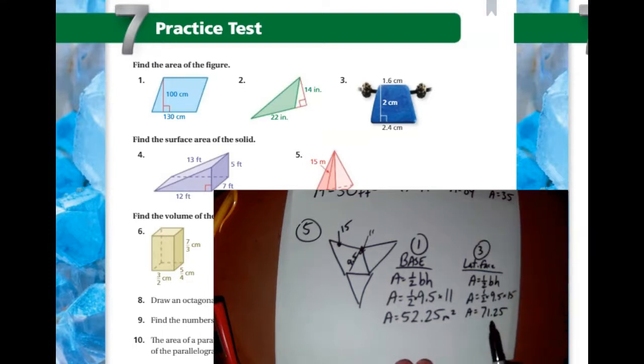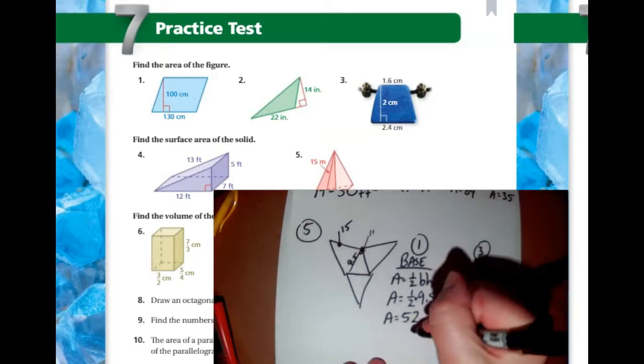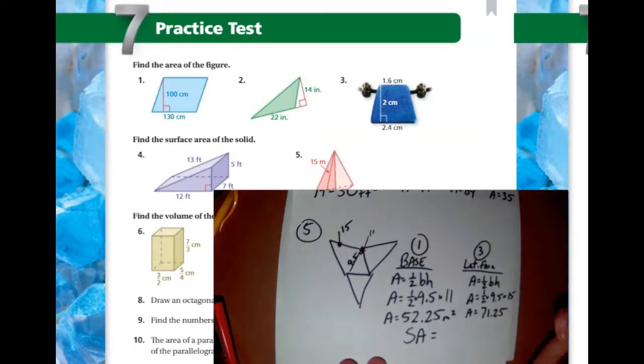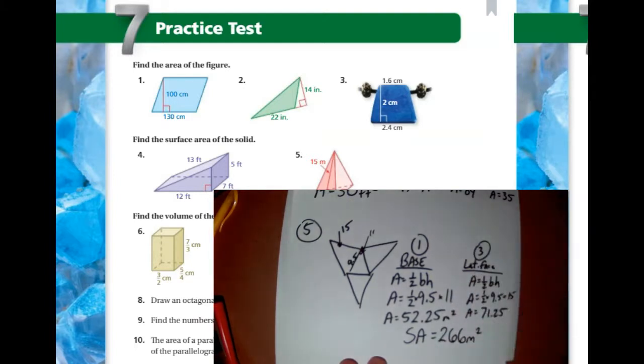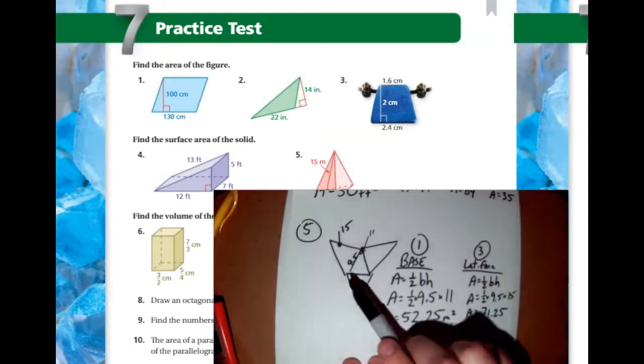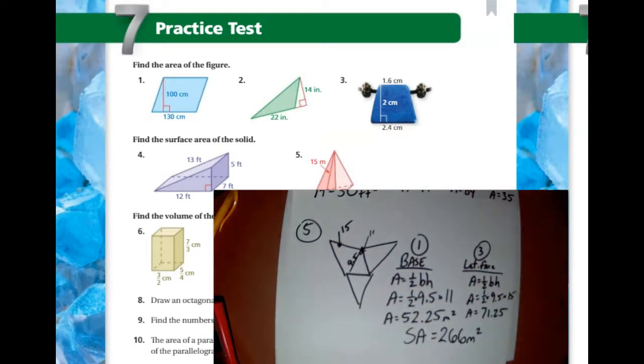Or I could take 71 and 25/100ths and multiply it times 3, since I know there's 3 of them, and then add on 52 and 25/100ths. Either way, the surface area equals 266 square meters. I had to find the area of each of my faces and add them all together. That is number 5. Let's move on.